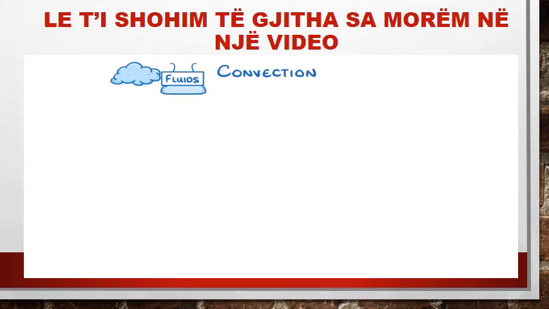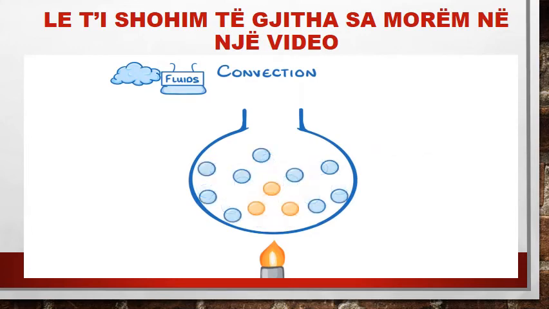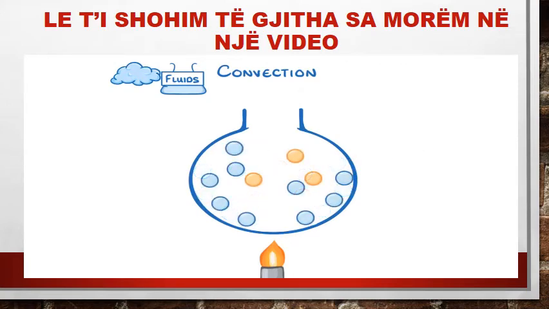To understand how this works in real life, let's imagine that we had a container of fluid, so that could be either liquid or gas. As we heat the container, the following things would happen. First, the particles near the heat source would gain kinetic energy and spread out, becoming less dense. Because they're less dense, these particles rise above the colder, denser particles above them. And at the same time, these cooler particles sink down and take their place.